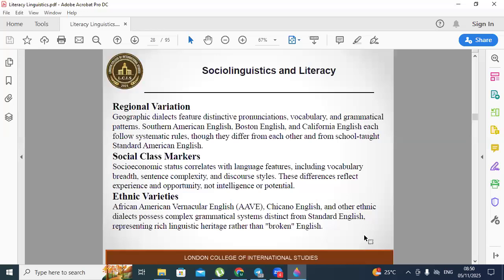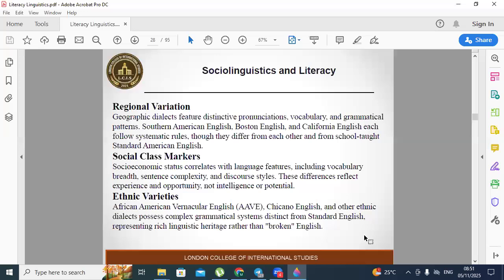Social class markers show how economic status correlates with language features, including vocabulary breadth, sentence complexity, and discourse styles. These differences reflect experiences and opportunity, not intelligence or potential. This is crucial to understand: language variation by social class doesn't indicate cognitive differences.